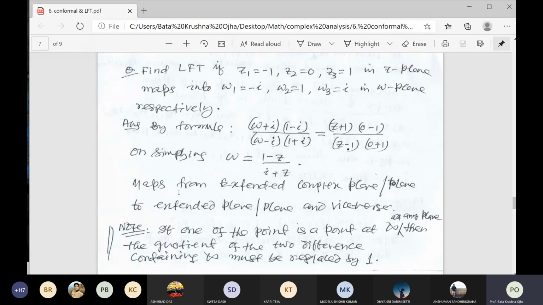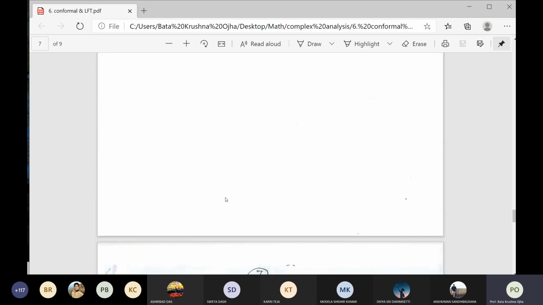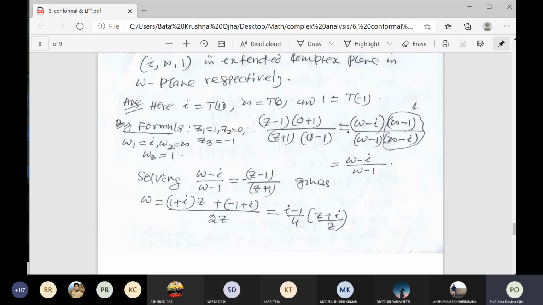Next part I am going to start: extended complex plane to complex plane mapping, or vice versa. If one of the points is the point at infinity, then the quotient of the two differences containing infinity must be replaced by 1. Already I have told you. So this is an LFT. Find an LFT if 1, 0, -1 in the Z plane maps to i, infinity, 1. That is a complex plane to extended complex plane mapping. Determine W.